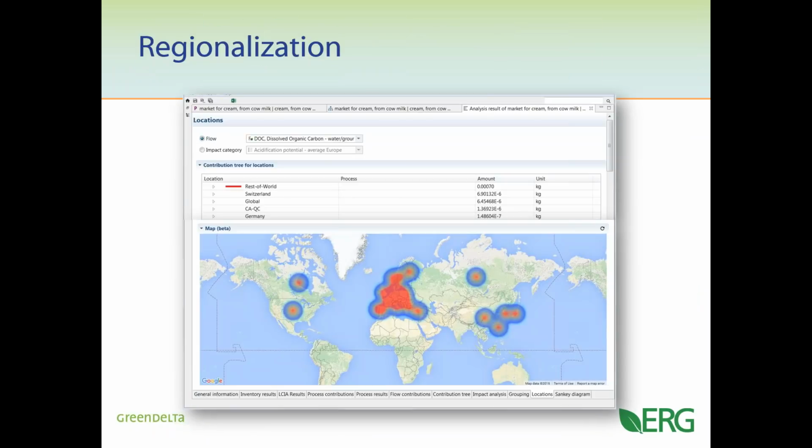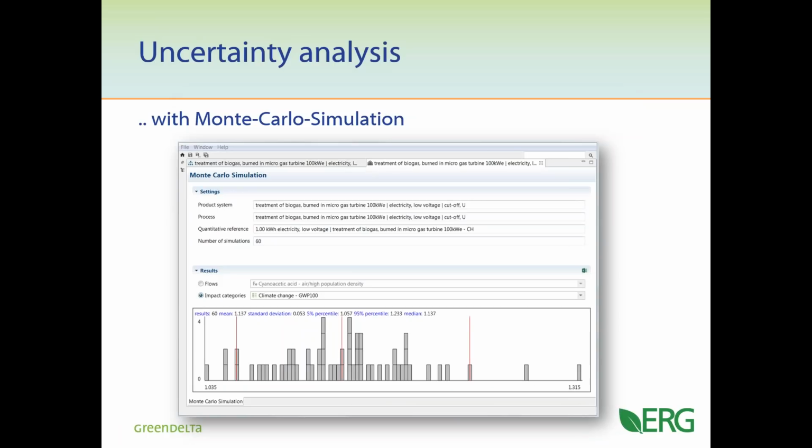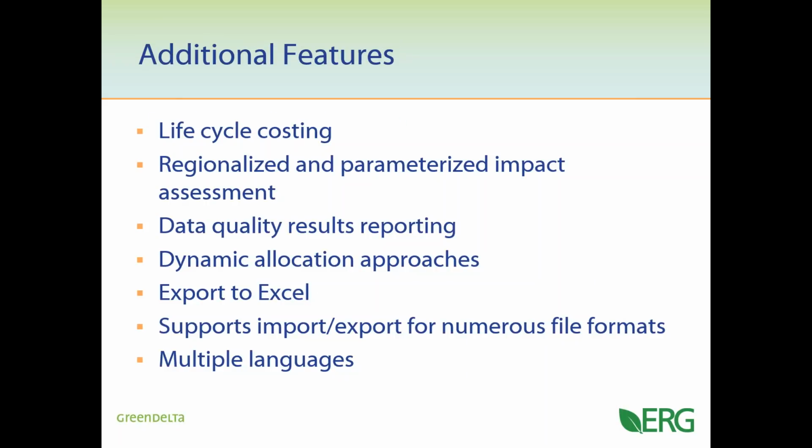There are other neat features of openLCA. For each process that contains a flow, you can set a location which allows for regionalized mapping of inventory and impact assessment results. openLCA also supports Monte Carlo uncertainty analysis. Users can run uncertainty analysis based on the uncertainty criteria defined for flows within each process. The software also supports separate calculation of costs, regionalized and parameterized impact assessment, data quality results reporting, dynamic allocation selection, export to Excel, import-export for numerous file formats, and multiple languages.